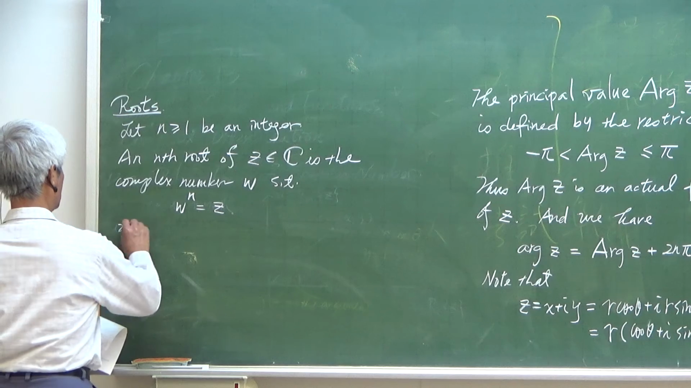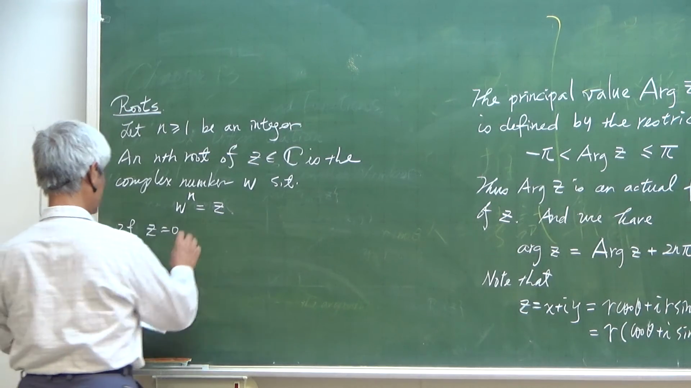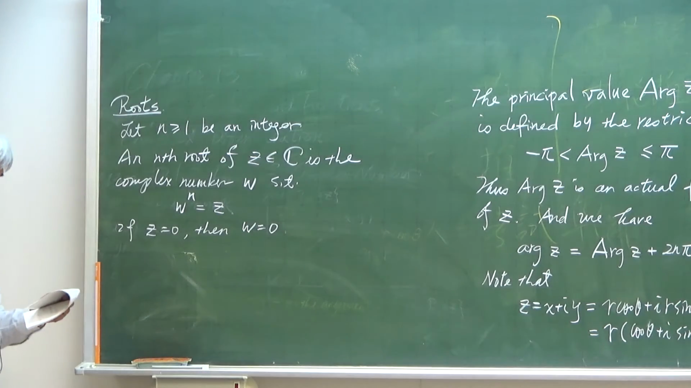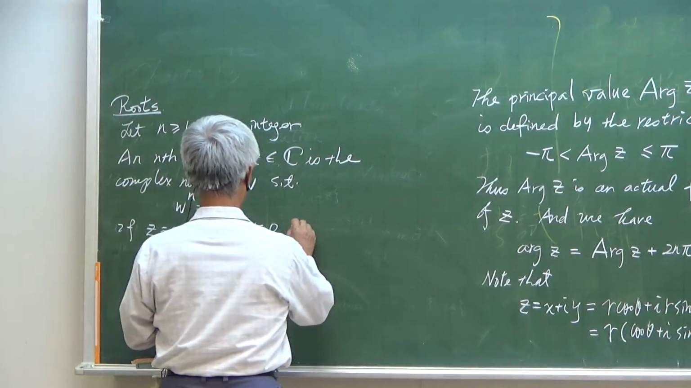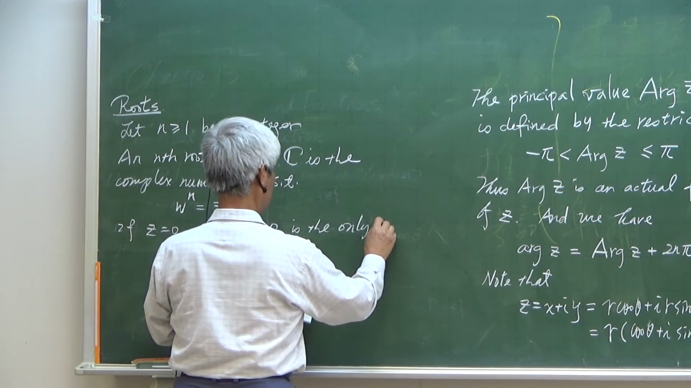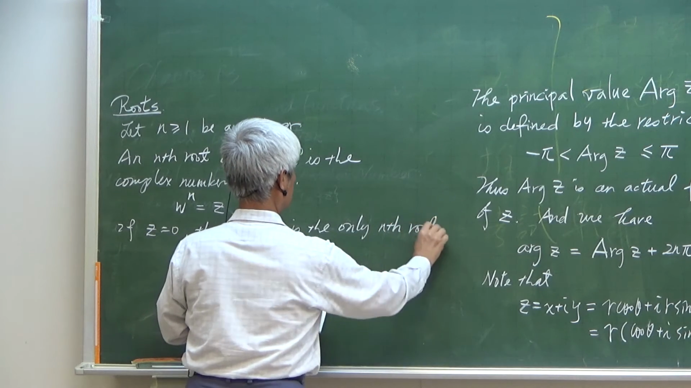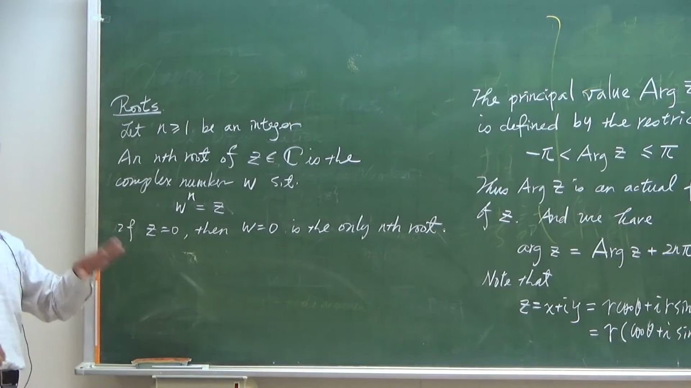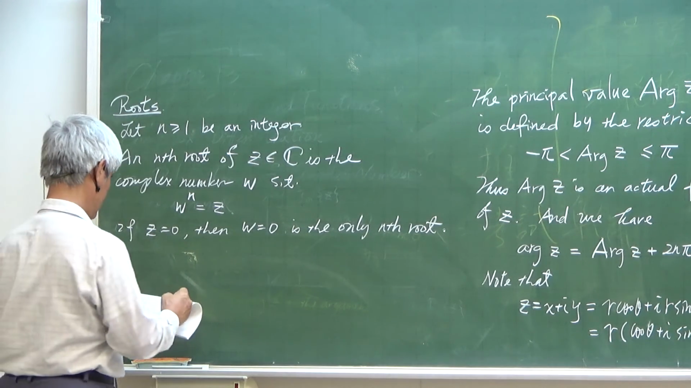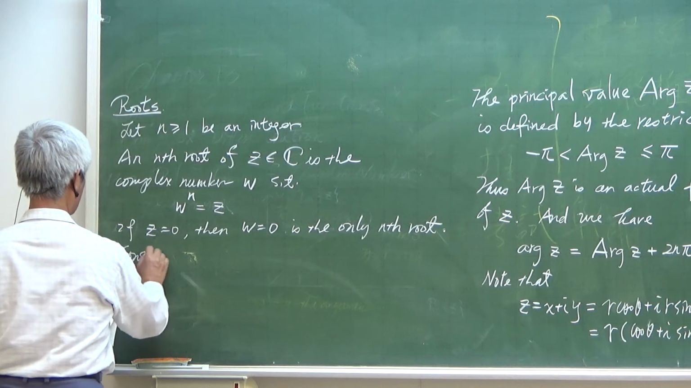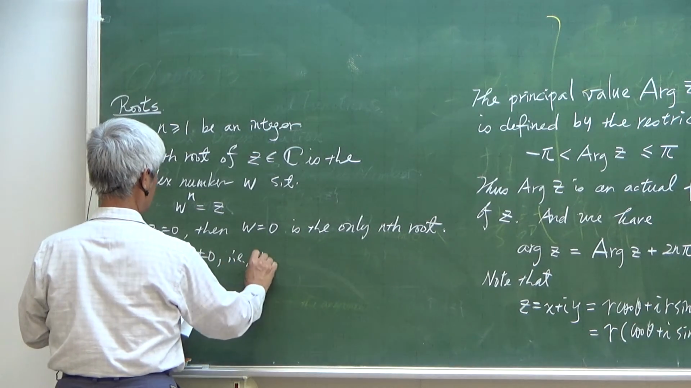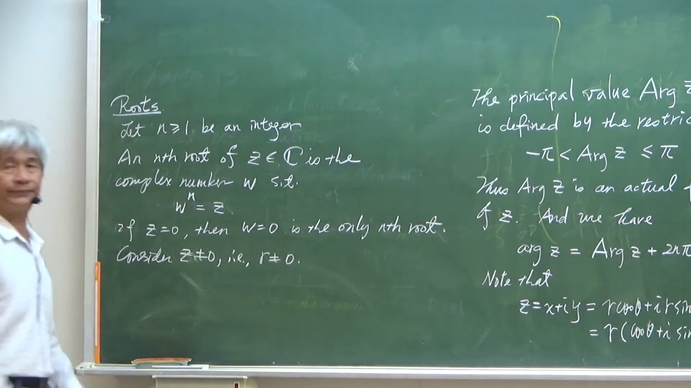Now, if z equals 0, of course, then there is no other choice. w should be 0. So it's the only root, the only nth root. So when z is 0, you have only one nth root, which is equal to 0. No others. So now consider z not equal to 0, i.e. r not equal to 0.